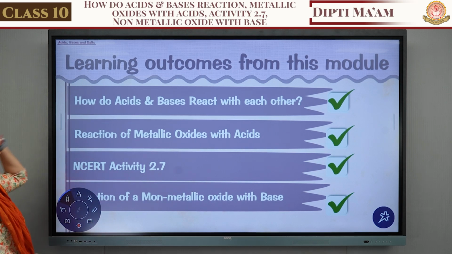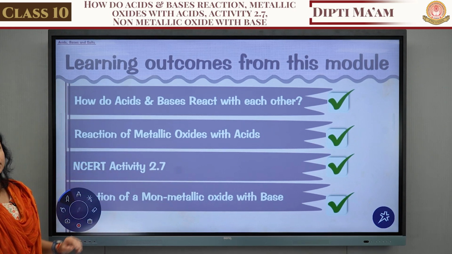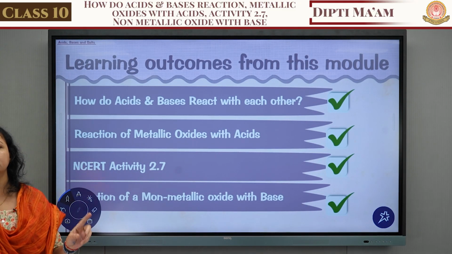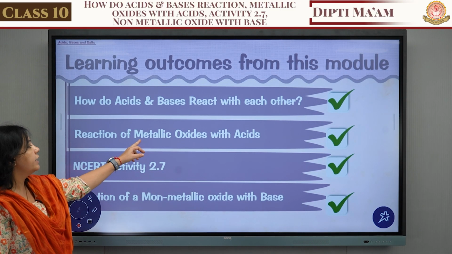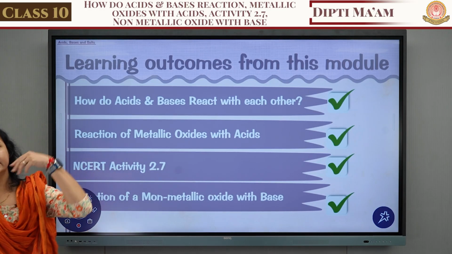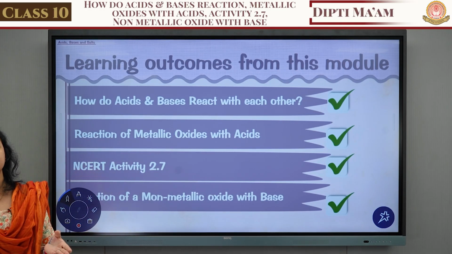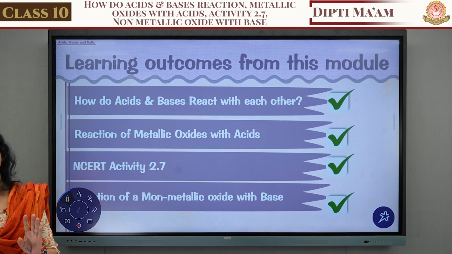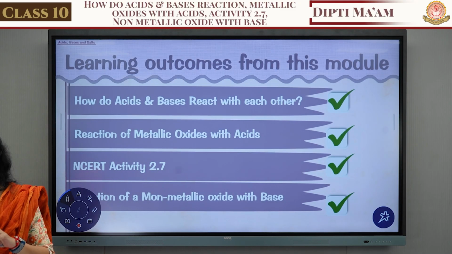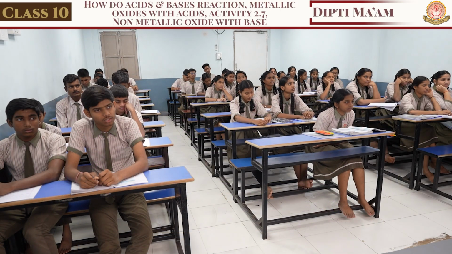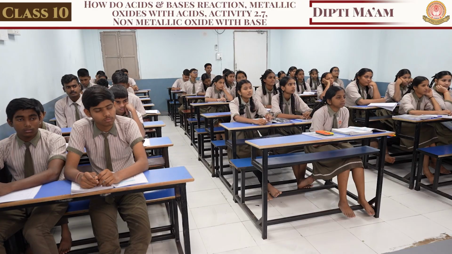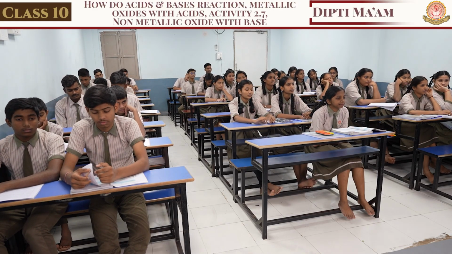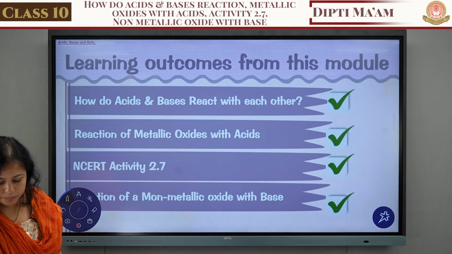The second thing, reaction of metal oxide with acid. If any metal oxide reacts with the acid, then it will form salt and water. And what is the nature of this metallic oxide? Is it acidic or basic? Metallic oxide is basic in nature. Okay. And non-metallic oxide is acidic in nature. And what is the reaction of non-metallic oxide with base? It also forms salt and water. So related to this, let's discuss the question.